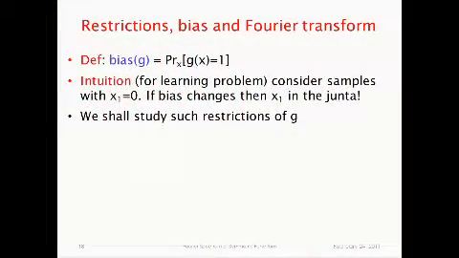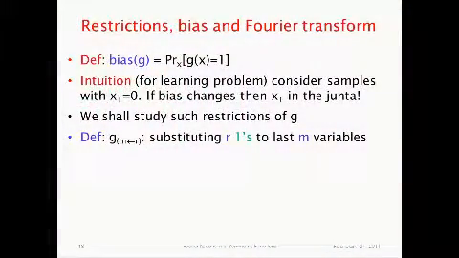Okay, let's start. I already used the notion without defining it, but the bias of G, let's call it the probability that G equals 1. Okay, there are many ways to define the bias. All of them are different, but equivalent. But this is one of them. This is going to be a quantity between 0 and 1.